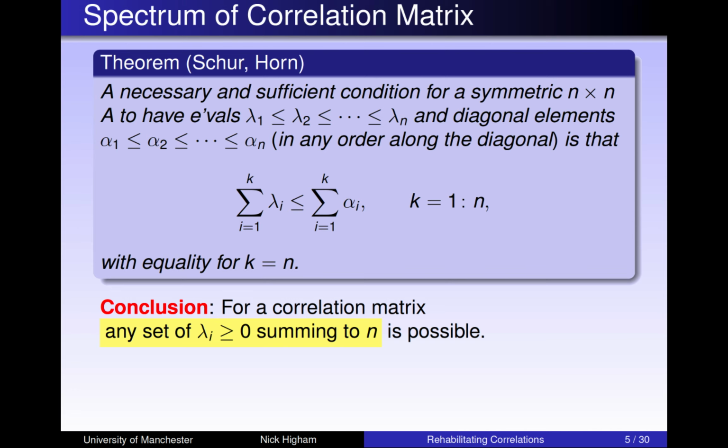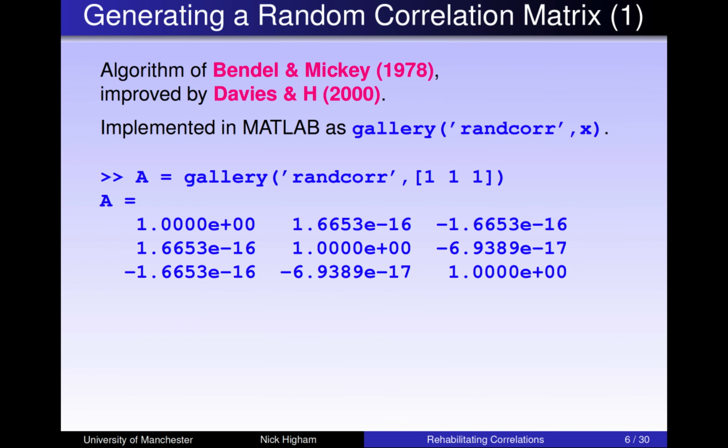So I just want to show you some examples. Sometimes in practice we want to do simulations where we generate correlation matrices with given eigenvalues. And there is an algorithm for doing this by Bendel and Mickey, which you can think of as being inspired by that theorem. I did some work on this with Davis, and we managed to improve the algorithm in a couple of ways. This algorithm is now built into MATLAB.